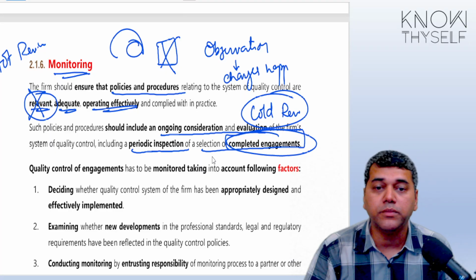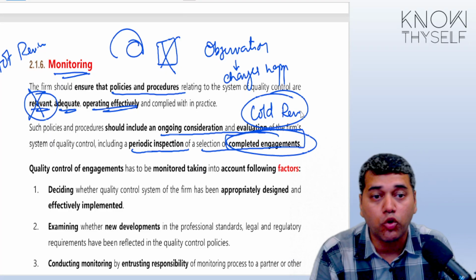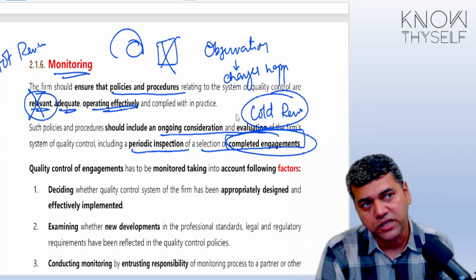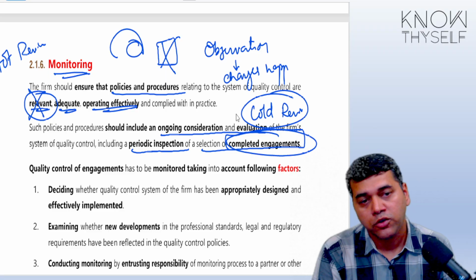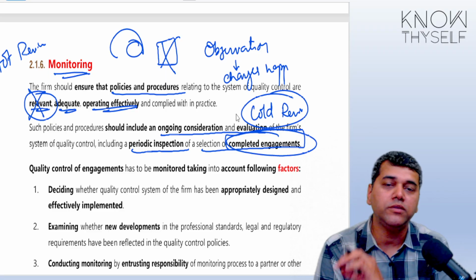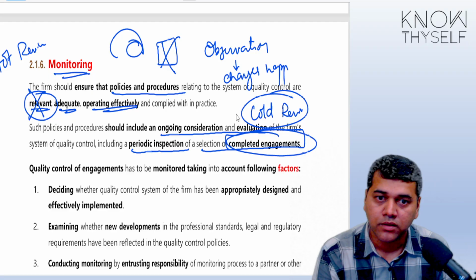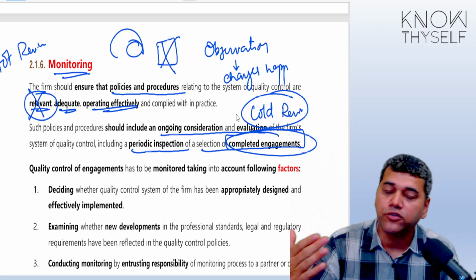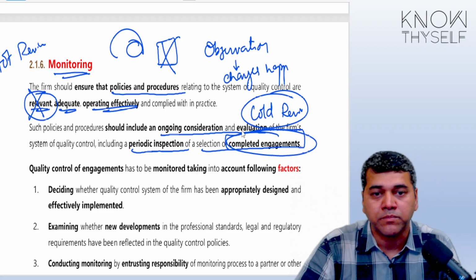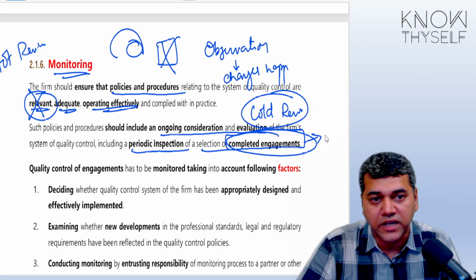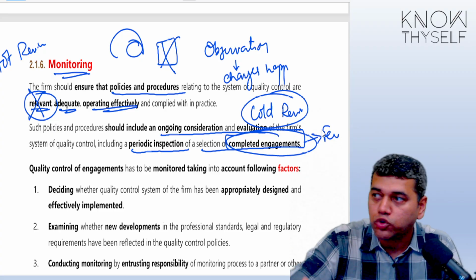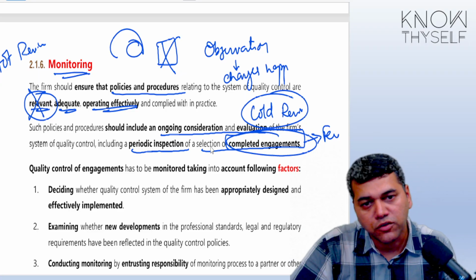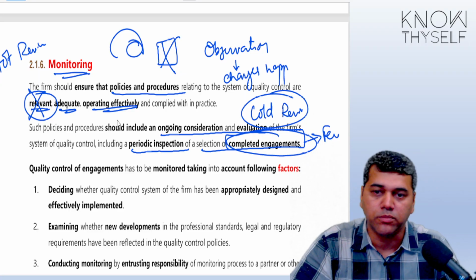Now, why are you performing this periodic inspection or the cold review? It's more like a post-mortem. Here, the objective is not to find the fault. You are trying to see, okay, have you complied with the quality control procedure? Is it more relevant now? Should you change any of the quality control procedure? Because if the work is fantastic, that itself shows you have got very good quality control procedures. So this is one of the ways to monitor the quality control procedures.